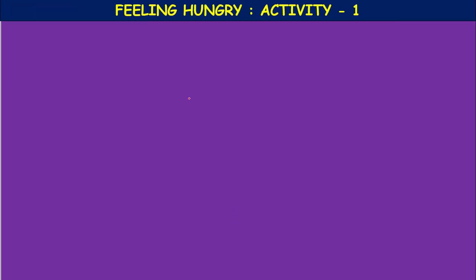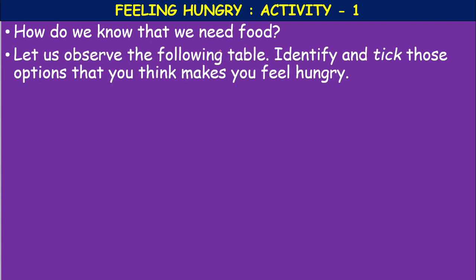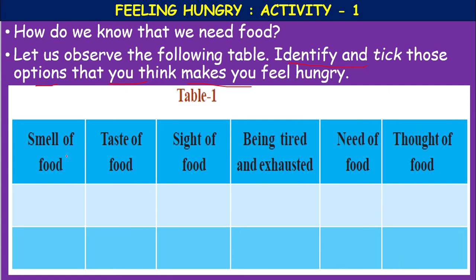Okay, so feeling hungry. Let us start with a simple activity. How do we know that we need food? Let us observe the following table. Here the table is given. Identify and tick those options that you think make you feel hungry. Smell of the food, taste of the food, sight of the food, being tired and exhausted, need of food, thought of food. Here the 6 options are given.